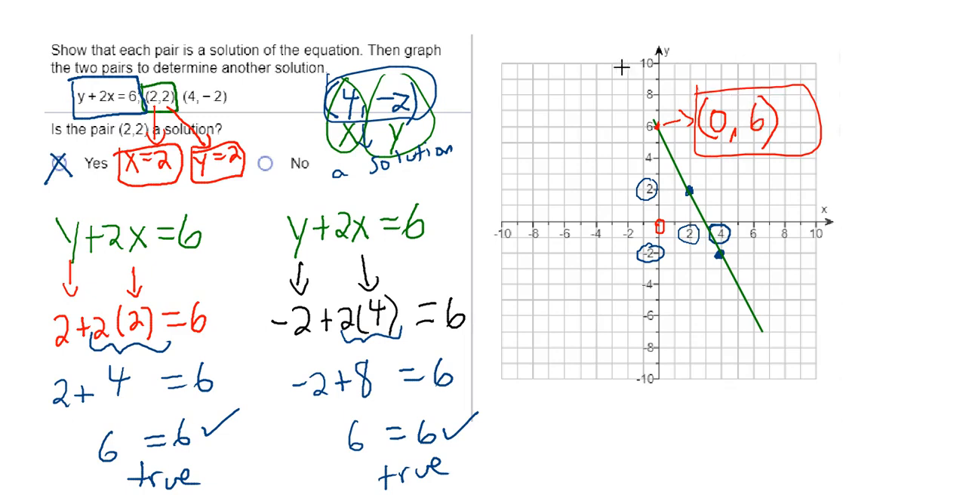That point should also be a solution to this equation. So let's check, right? The x value is 0. The y value is 6. Let's plug that into this equation and see if it also makes it true. Right, so we'll have y plus 2x is equal to 6. We're going to plug in 6 for y.